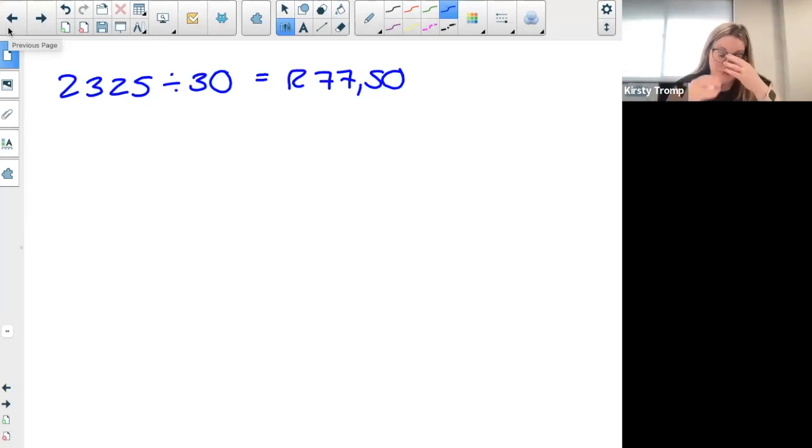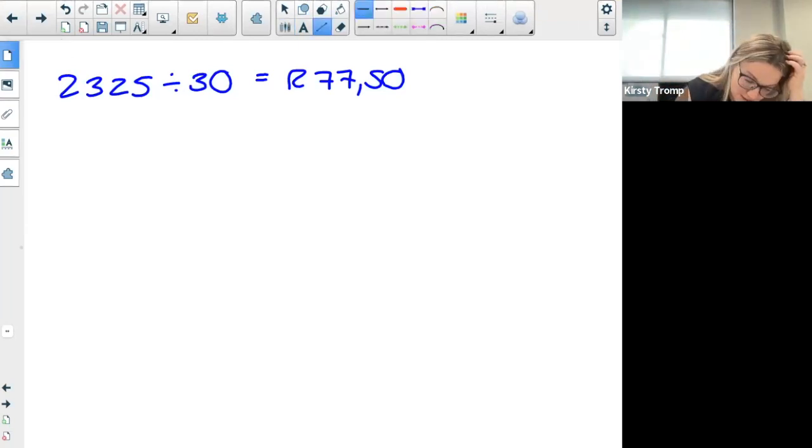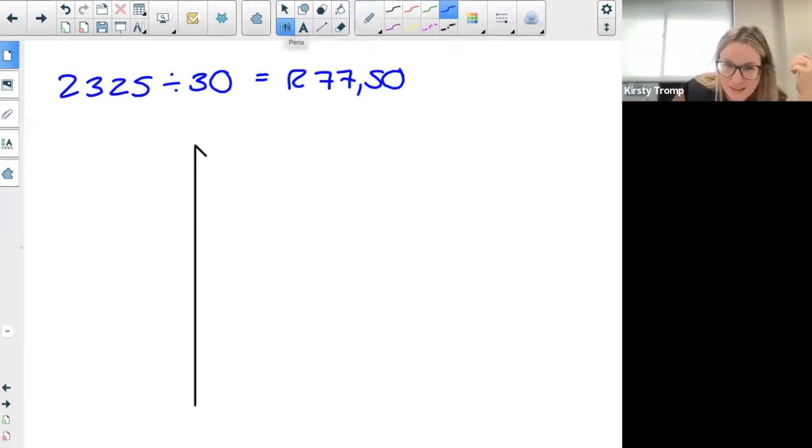Cool. All right. Next thing I wanted to do is put them into a stem and leaf. So remember, to do a stem and leaf, I must draw a nice ruler line on my page. And on this side, I'm going to have my stem.